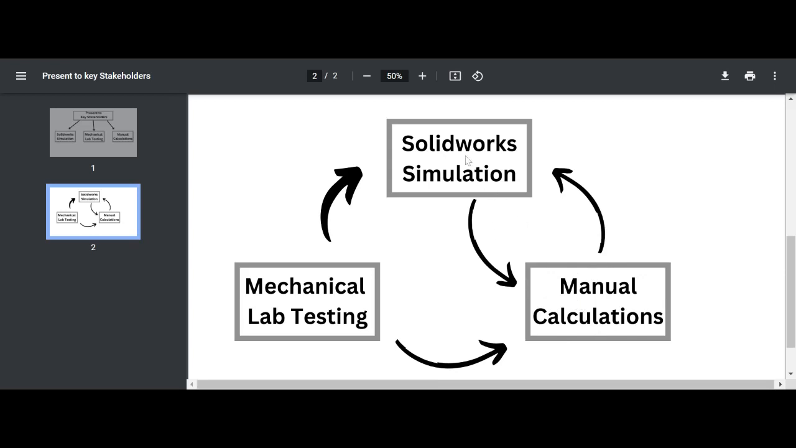The manual calculations and SolidWorks simulation highly relate to each other. You can see this cycle here. You can check your simulation results by doing your handwritten backup calculations like reaction forces, and you can check your manual calculations by running the SolidWorks simulation and getting those stress results as well. So these highly relate to each other. You can check your work in either direction. So this is kind of the cycle that you want to follow in validation engineering methods.